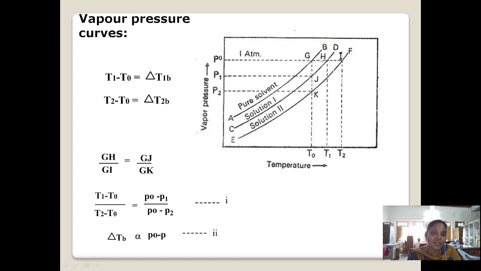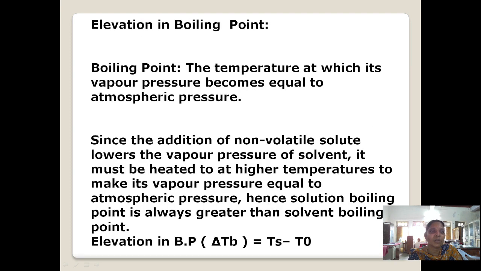So GH refers to T1 minus T0 upon GI refers to T2 minus T0, which is equal to GJ, that is P0 minus P1, upon GK, that is P0 minus P2. This relation we get by using vapor pressure temperature curves. Then we can generalize the above relation as: delta TB is directly proportional to lowering of vapor pressure. That is, elevation in boiling point is directly proportional to lowering of vapor pressure.